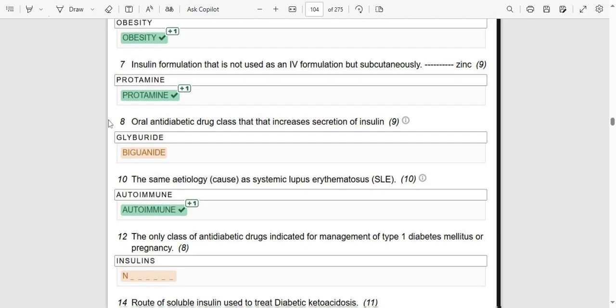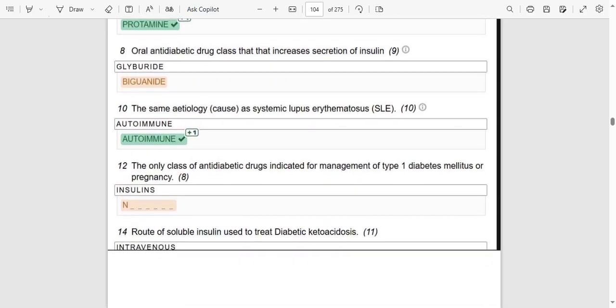Okay. And then oral antidiabetic drug class that increases secretion of insulin. Biguanides. It's a biguanide that also includes metformin. Now, let me ask again, because when you look at the way they've described the mechanism of action, there are some diabetic drugs which decrease sugar levels, but do not stimulate insulin release. Which ones are those?